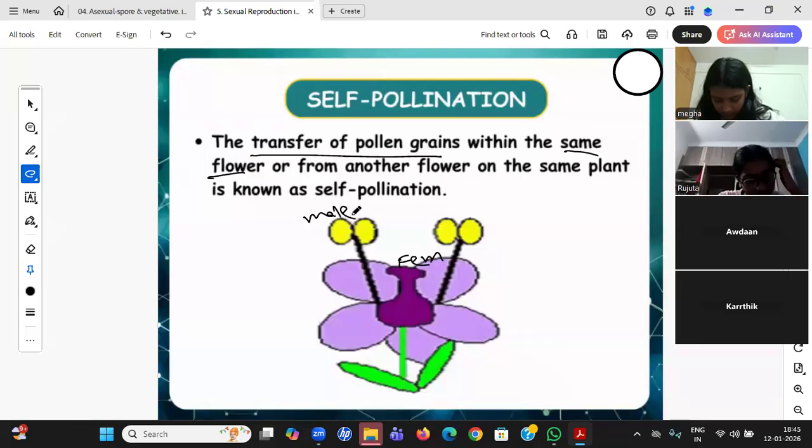Oh, Karthik is joining so late. Yeah. So Karthik, how are you, student? Hi, sir. Okay. Yeah, yeah. So I have started reproduction in flower, student.